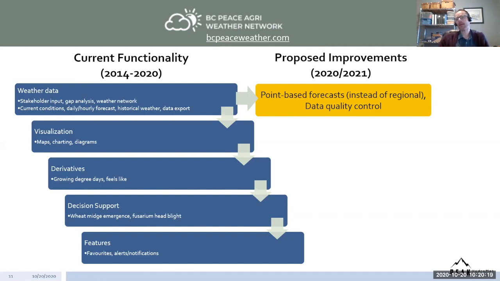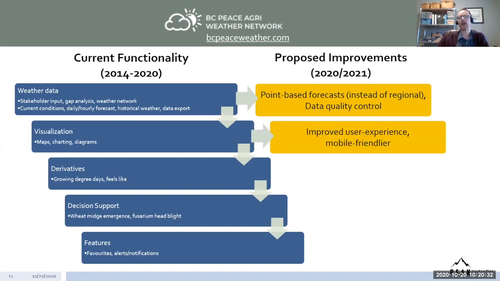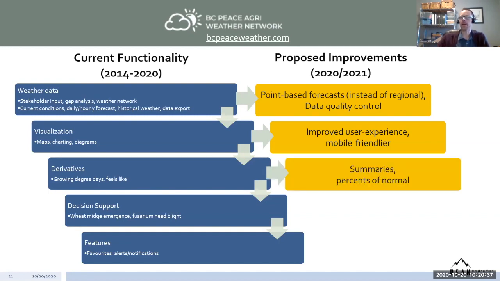Point-based forecast, I won't get into it too much, but currently it's using a regional type forecast, and we know that things differ within the regions, so that makes a big difference. Visualization side, improved user experience, mobile friendlier. Derivatives, summaries, so what was my rainfall for this period, growing degree days, percents of normal are really nice to be able to compare a period, to know how does it compare with a 30-year or 10-year average. Am I wetter than normal, colder, drier, that type of thing.